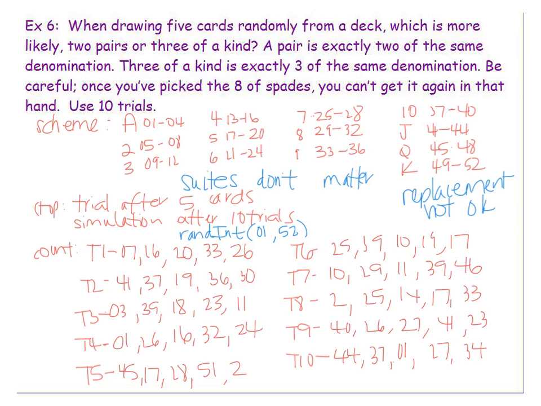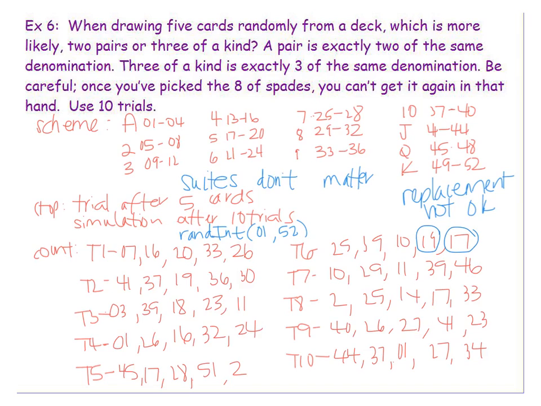So I look at the next one, nothing close to each other. The next one, 17 and 19 are close. Are they in the same group? They are. 17 and 19 are both 5s. So that is a pair. But I don't have any other ones that are pairs.